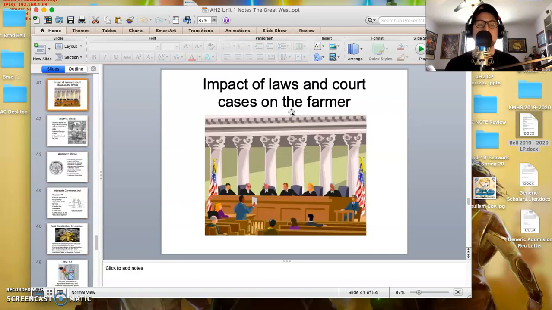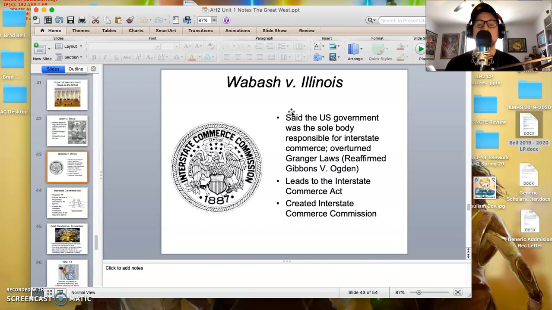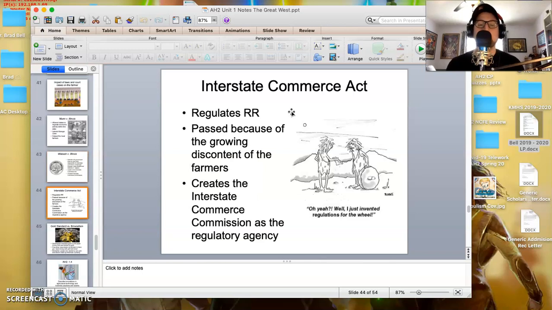We got a few more slides left in this review here, and I'm going to try to get through those as quickly as possible. Munn versus Illinois said that states would regulate activity within the state. As far as if we sell something from Charlotte to, say, Concord, North Carolina would regulate that. Wabash versus Illinois reinforced Gibbons versus Ogden, and it created the Interstate Commerce Act, which created the Interstate Commerce Commission.